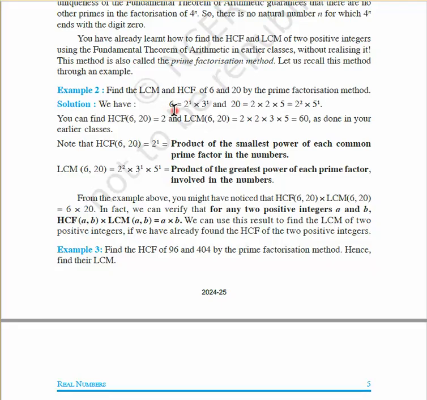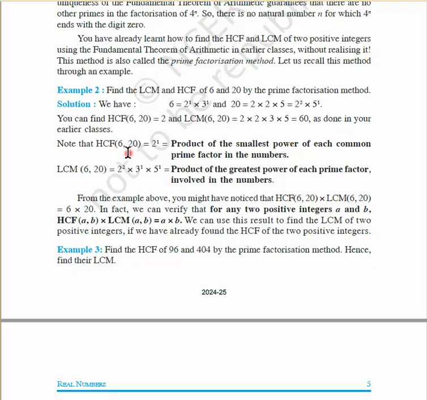So for 6 we can write 6 as 2 into 3, and 20 we can write as 2 into 2 into 5, which is nothing but 2 raised to power 2 into 5. So you can find the HCF of 6 and 20. Highest common factor of these two numbers is 2, right? And the lowest common factor of these two numbers is 2 into 3 into 2 into 5, right? Which is 60, as we have learned in the previous classes.